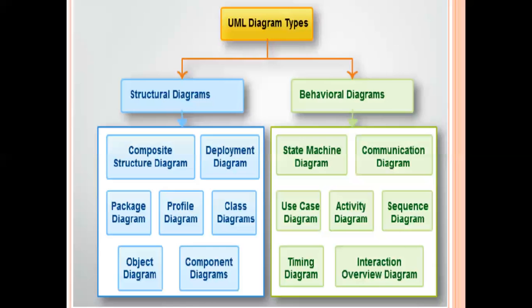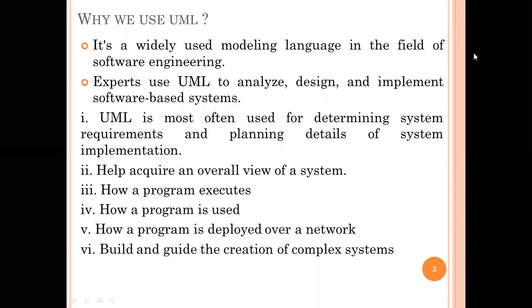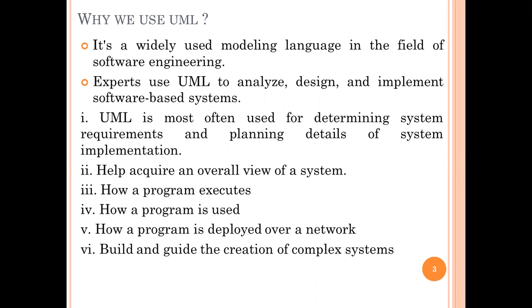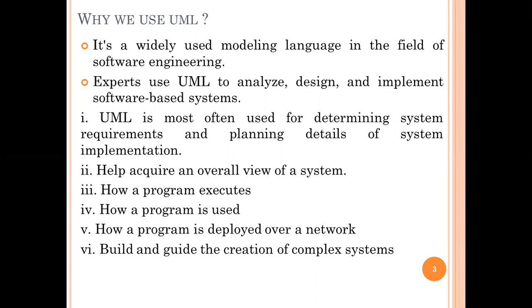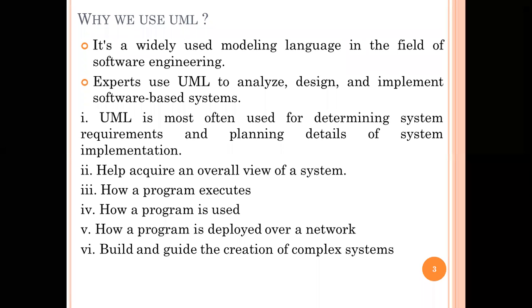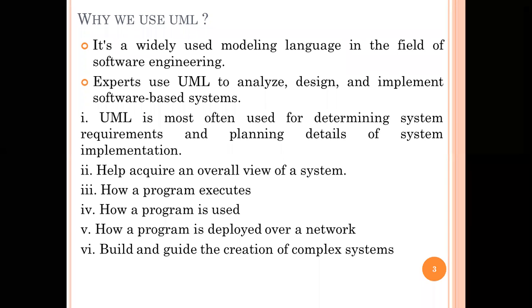The next topic is: why do we use UML? What is the necessity of using UML? It is a widely used modeling language in the field of software engineering. In software engineering, it is necessary to draw diagrams for the system, and for that we use the modeling language UML. Experts use UML to analyze, design, and implement software-based systems. It is most often used for determining system requirements and planning the details of system implementation.